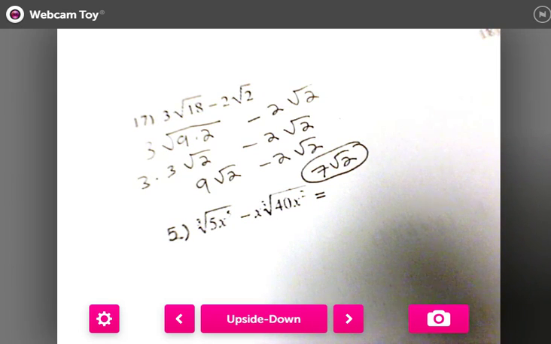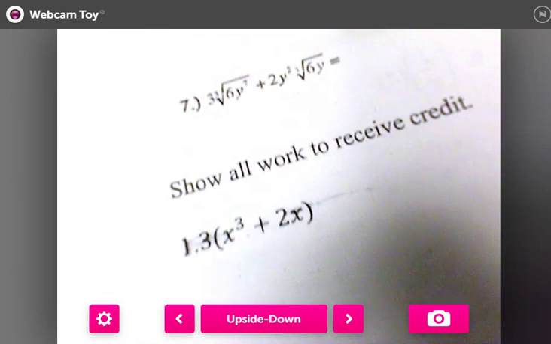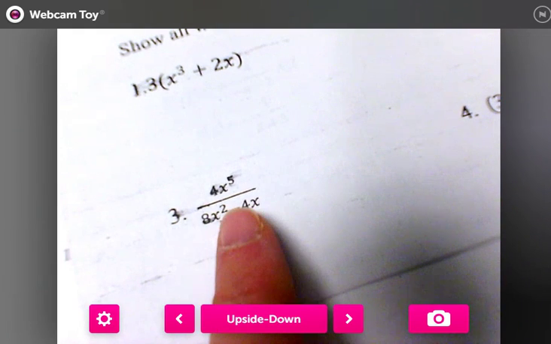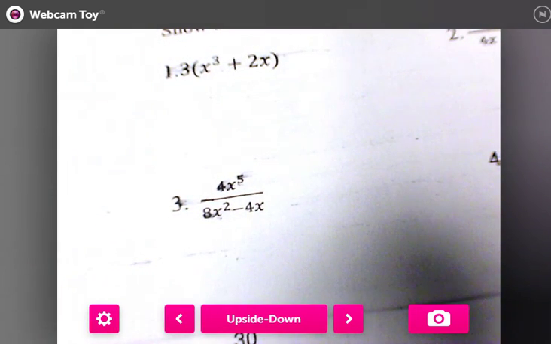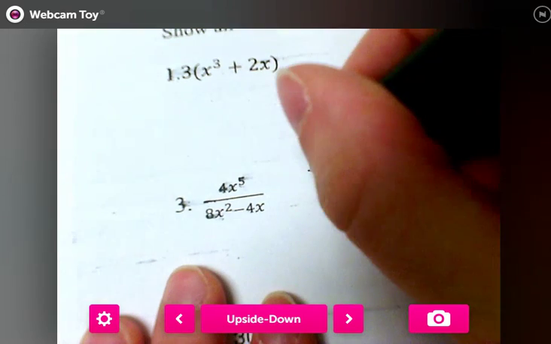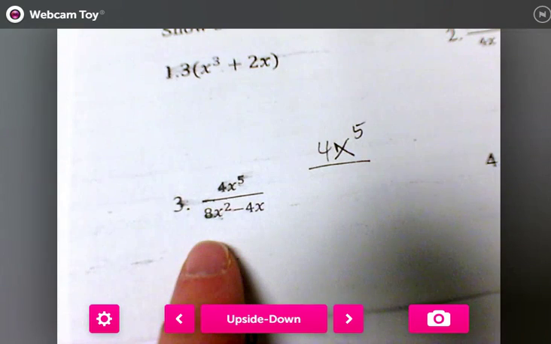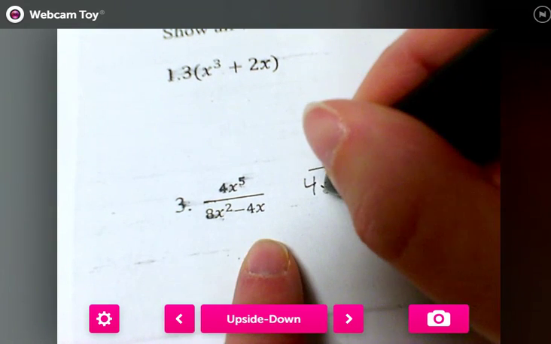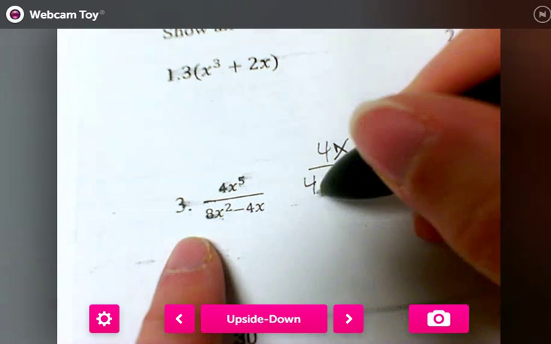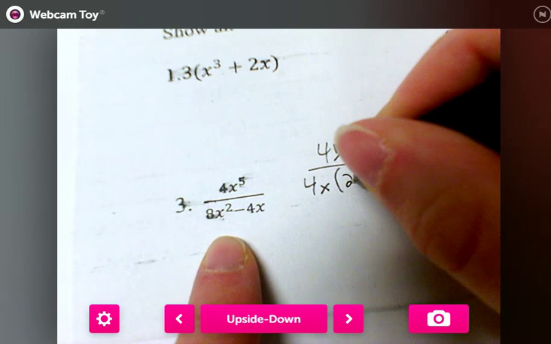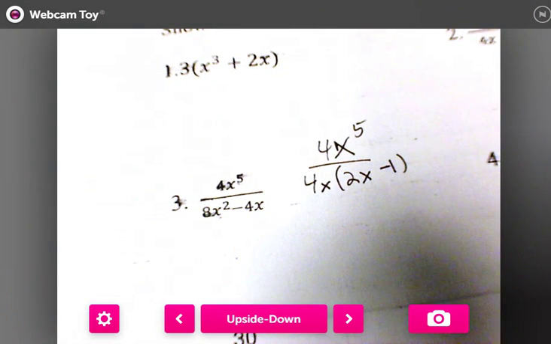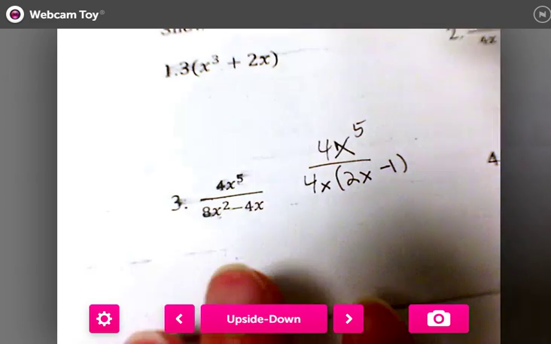All right. Let's go down to solving these. We're going to look at number 3 because I taught you guys how to do this one wrong. So I'm looking at the top. The top says 4x to the 5th. Now look at the bottom. It says 8x squared minus 4x. Is there anything on the bottom that I can take out? What goes into 8x and 4x evenly? 4 and an x. So 4x times what gives me 8x squared? 2x. And then we want a negative 1, right? Okay. So if we look from the top to the bottom, I can cancel out these 4s.